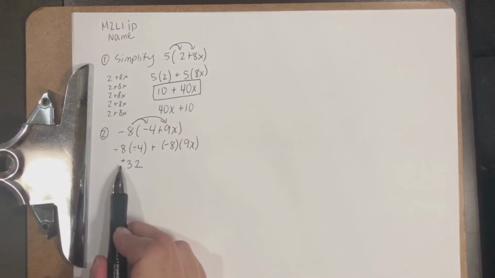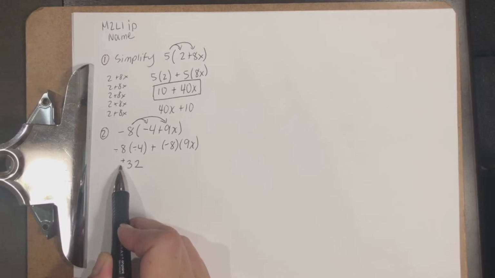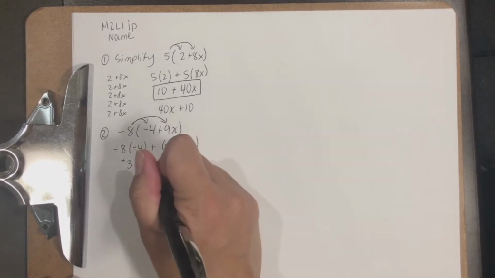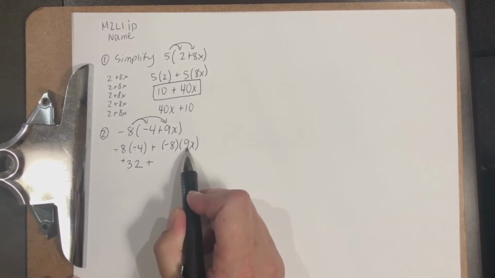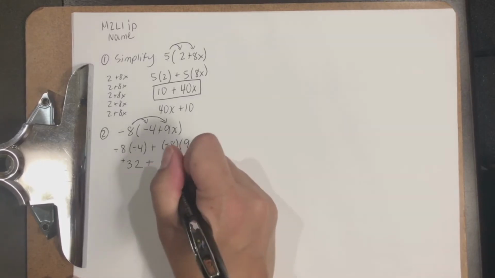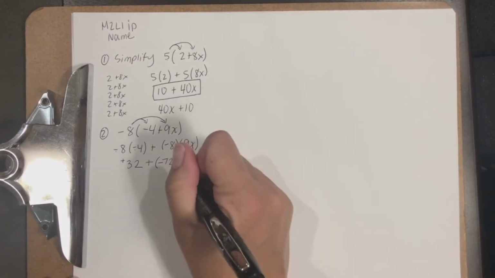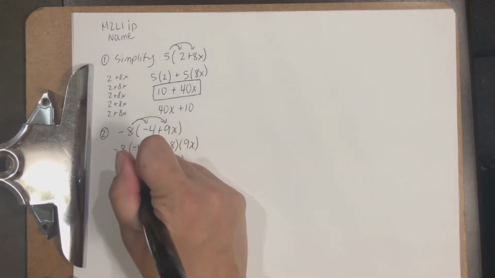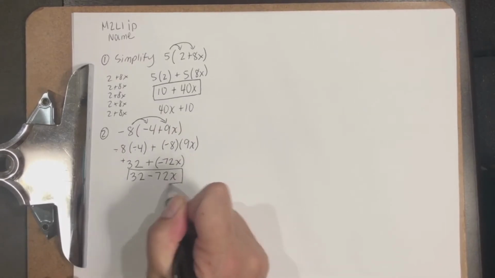So I'm going to put this little positive here to remind myself that I dealt with those negatives and they turned positive. It also tells my teacher that I know what I'm doing here and I didn't just forget about those negatives. Plus negative 8 times 9x. 8 times 9 is 72, and it's negative, and it still needs to be multiplied by the x. So now I can simplify this further. 32 minus 72x, and put a box around the answer.